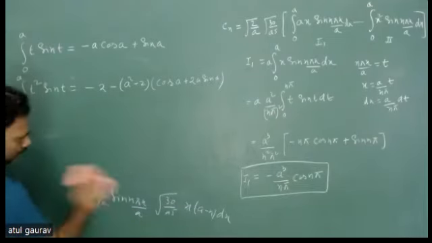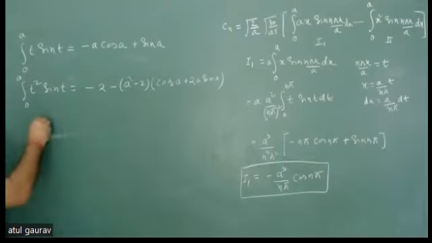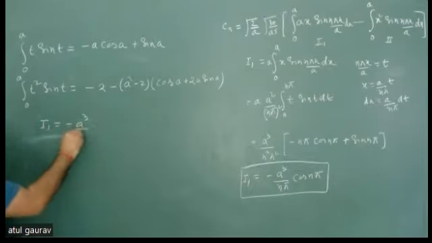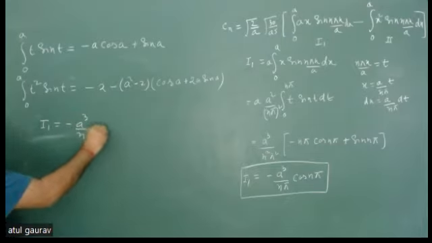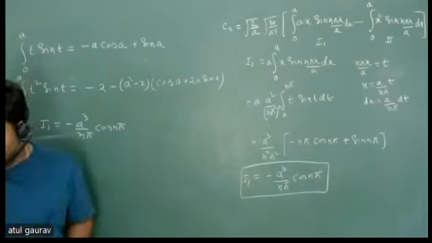So obviously I can use this space to write my I1. So what is my I1? I1 is nothing but minus a cube upon n pi cos n pi. So this is my first integration.